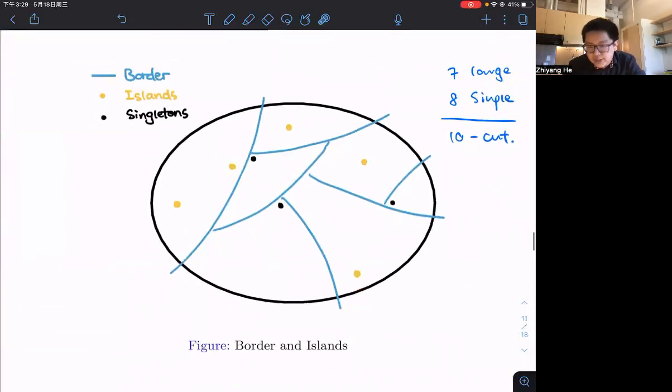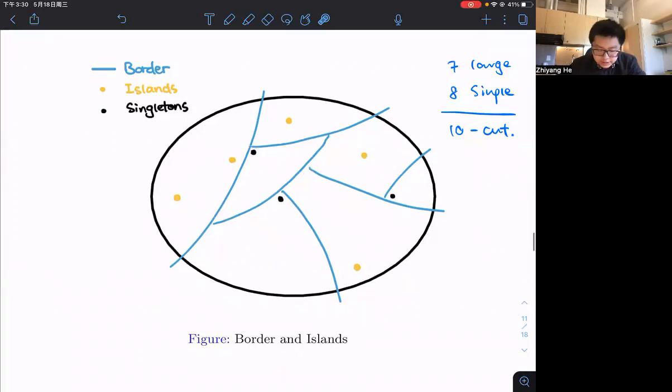But the natural question to ask is, there are so many ways one can define border and islands. Why do we have to do it this way? Why do we have to select a subset of islands and then discuss the map from islands to the larger components, which we're going to conveniently call continents? Why do we have to make the definition this way?